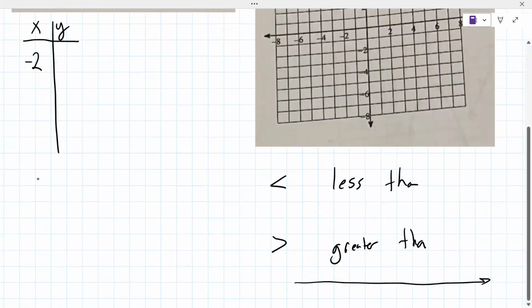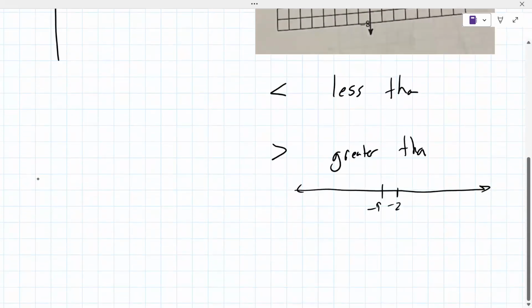So on a number line, numbers to the left are less than, numbers to the right are greater than.